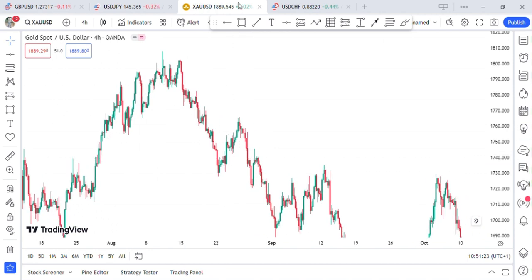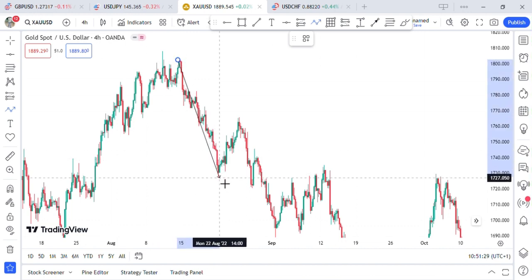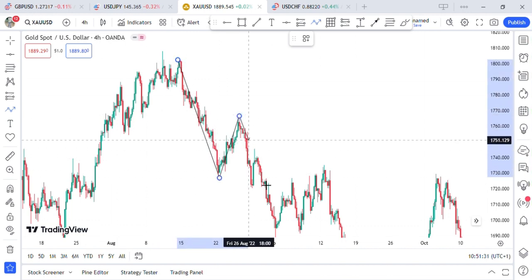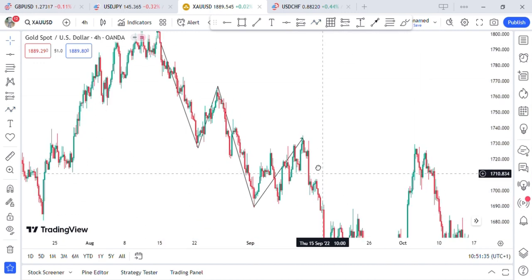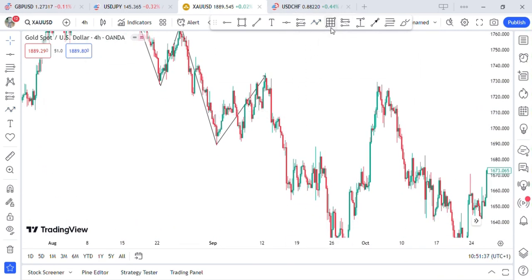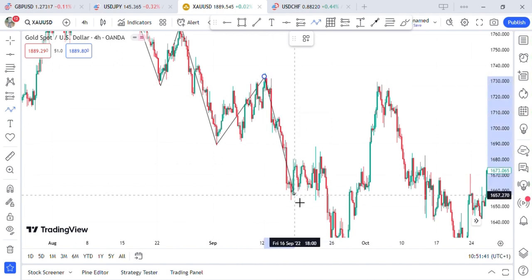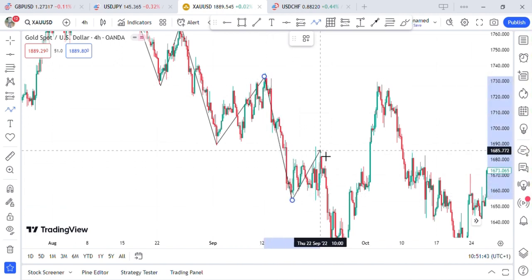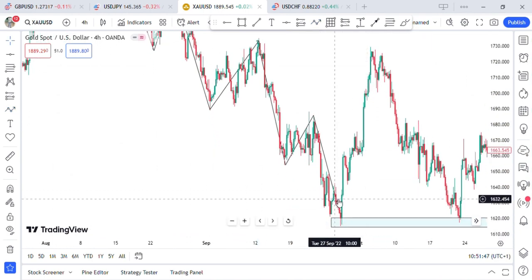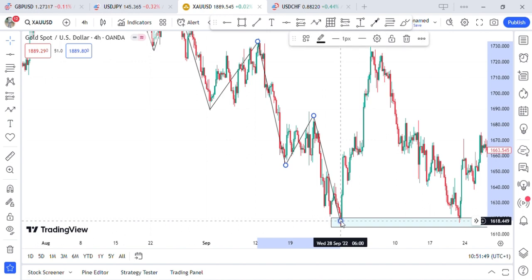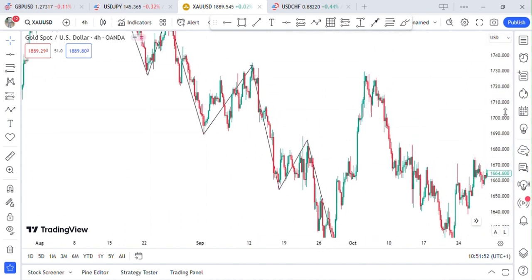We have a lower high here, then we have a lower low, then a lower high, then another lower low, then another lower high, then another lower low, then another lower high here, then another lower low here. After that, what happened in the market?